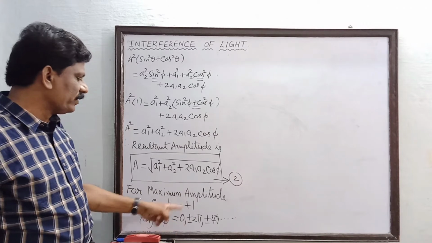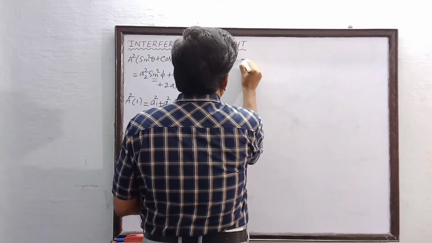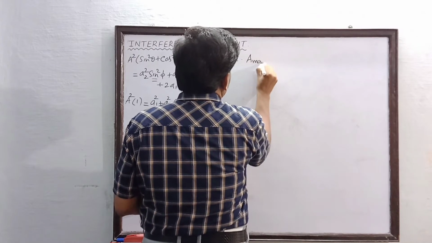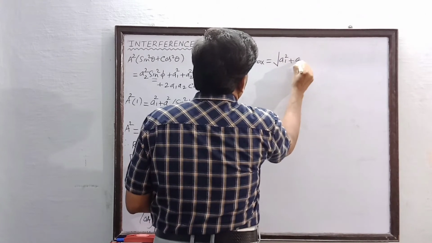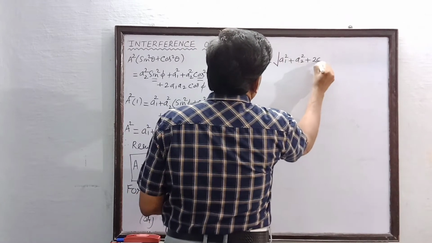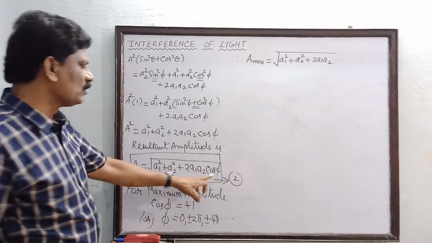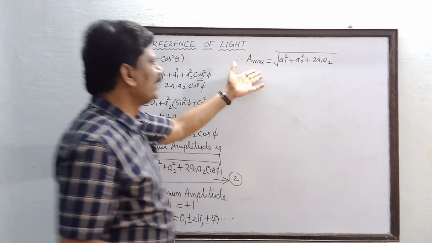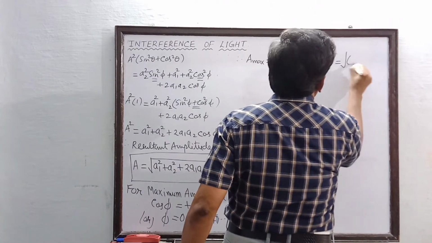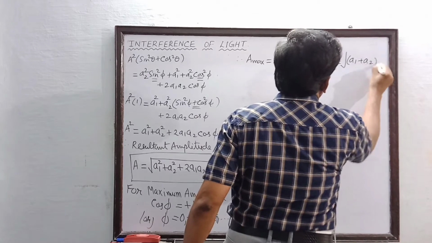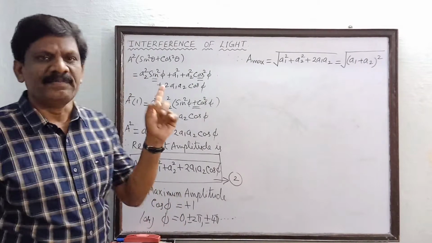So in this case only the amplitude is maximum. Therefore now we can write A maximum is equal to square root of A1 square plus A2 square plus 2A1 A2. Okay, so cos phi is equal to plus 1. Therefore A maximum is equal to this much, and this is now equal to square root of (A1 plus A2) the whole square. So this is the expression for A maximum.